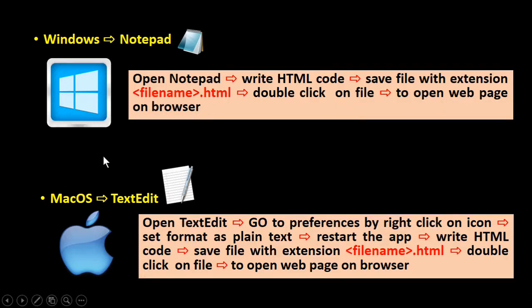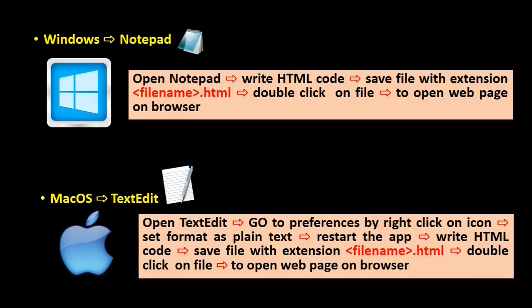Now how to edit and run the code using TextEdit in the Mac operating system. First we will open TextEdit. Then go to the preferences by right clicking on the TextEdit icon. Then we will set the format as plain text. Then we will restart the app. Then we will write the HTML code and save that file with the extension filename.html. When we double click on that file, the web page will be opened in the browser. So these are the steps when we use the Mac operating system's TextEdit.